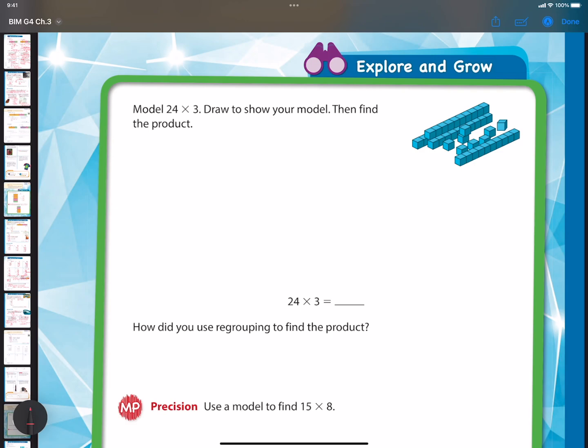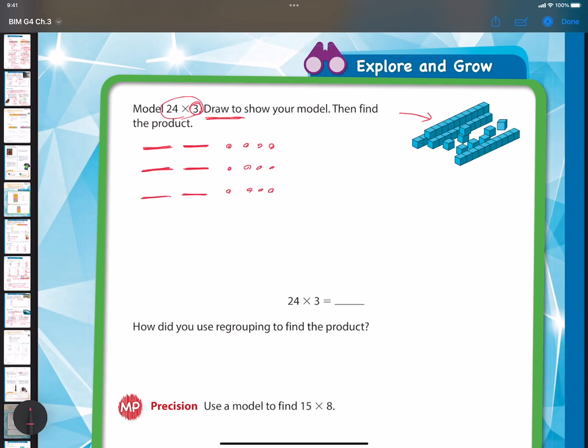Model 24 times 3. Draw to show your model, then find the product. Maybe they are asking us to use these base 10 blocks. So now I'm going to draw 1 ten. This is 10, and another 10, and 1, 2, 3, 4. And how many of them? Yes, 3 rows of them. 2 tens, and then 4 ones.